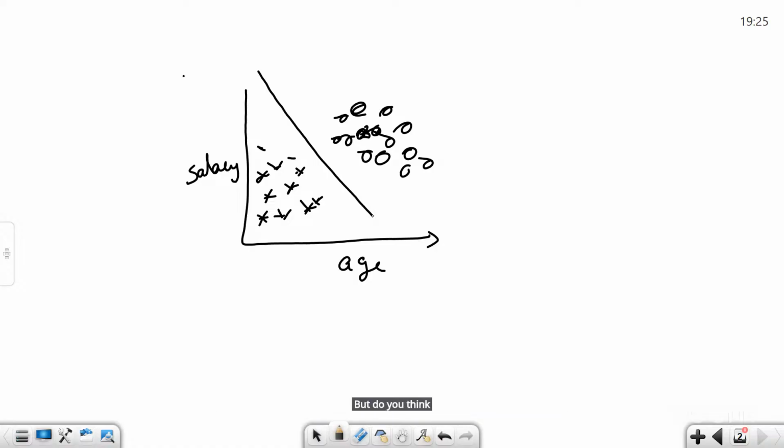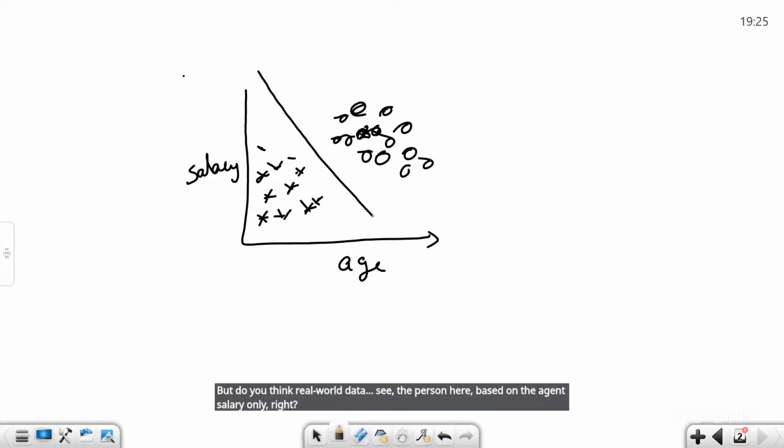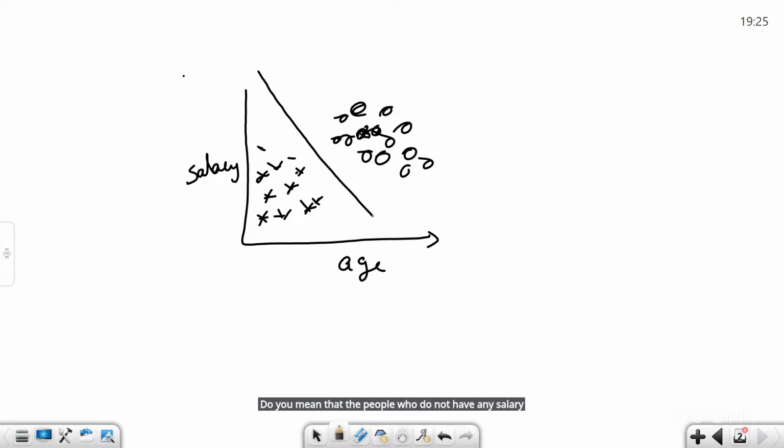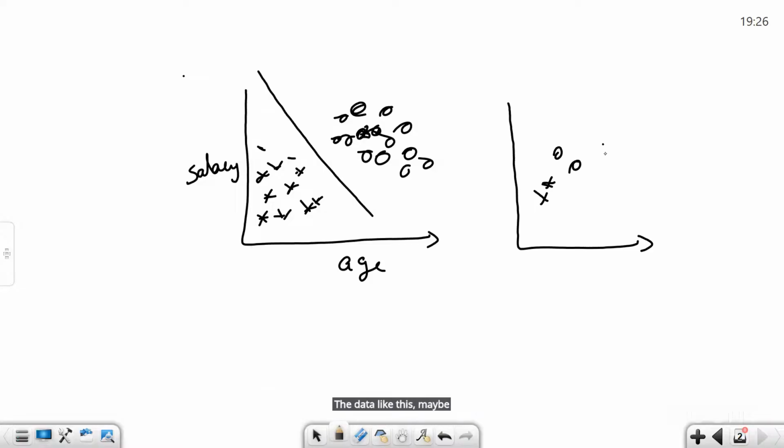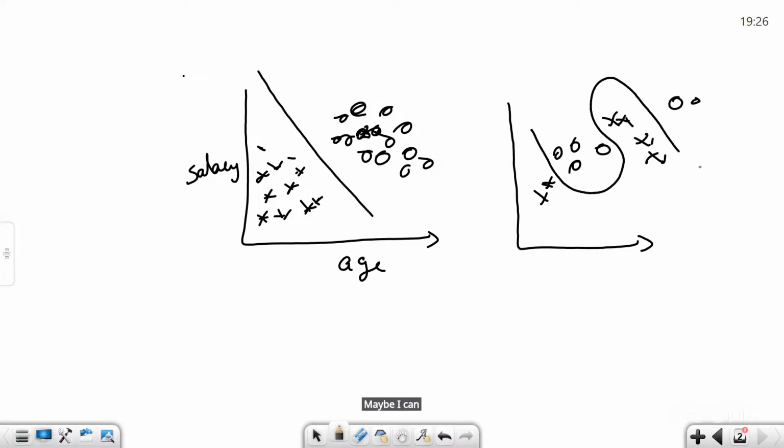But do you think real-world data is like that? The person here is judged only on age and salary, right? Do you mean that people who do not have a salary cannot buy a house? That's not the meaning. So let's say the data is like this, maybe like this. Maybe I can draw a line like this. Which one is more clear? The first one is more clear. So this data is called non-linear data.